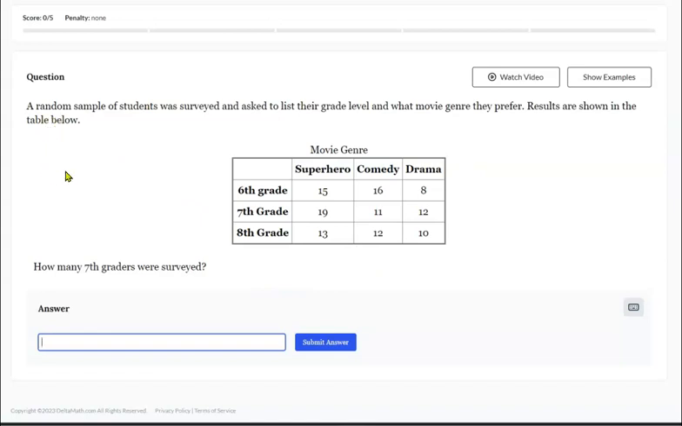So this question says that a survey was taken of 6th, 7th, and 8th graders about their favorite type of movie genre. How many 7th graders were surveyed? So in order to complete this task, you simply have to add up all of the numbers of the students in 7th grade who voted here. So we're going to add 19 plus 11 plus 12. You can use a calculator if you need to. Once you've computed, you can type your response.